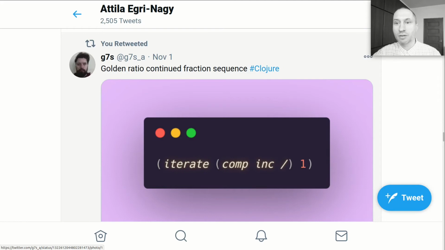I saw this tweet and I was like, oh yeah, this is it. This is what I like. It's a very short piece of code, very expressive, and it has a cool piece of mathematics. So I was very happy when I realized that actually it was not clear how this works. Okay, so I had to have a second look, and this is what's in this video.